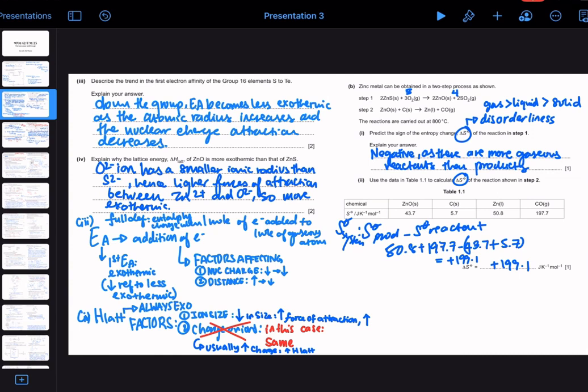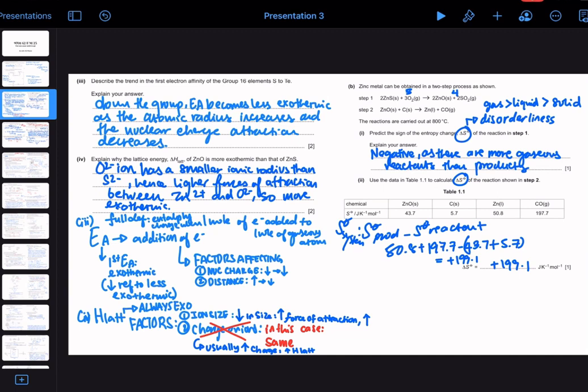For B, zinc metal can be obtained in a two-step process as shown. Step 1, zinc sulfide plus oxygen, you're getting zinc oxide and sulfur dioxide. Step 2, you're getting zinc, the liquid form of zinc, and carbon monoxide from zinc oxide and carbon. The reactions are carried out at 800 degrees Celsius. Predict the sign of the entropy change of the reaction in step 1. Alright, so what exactly is entropy? Entropy is basically a measure of the disorderliness of the system.